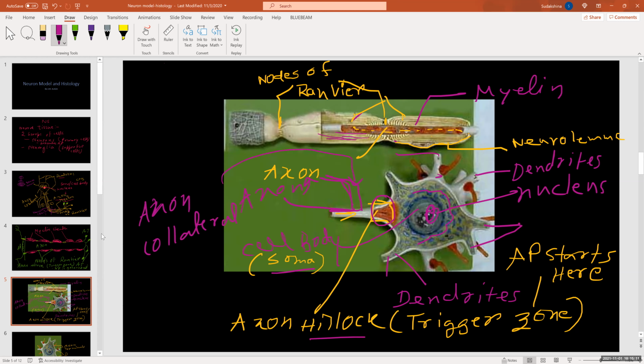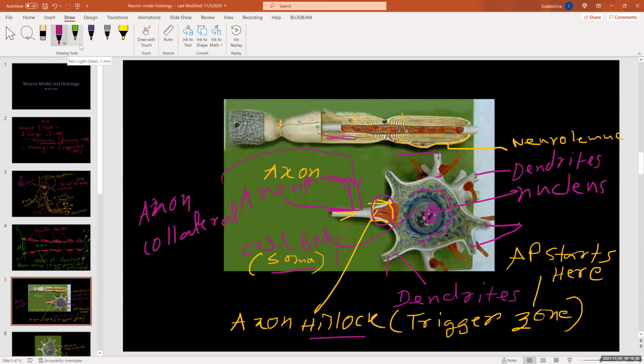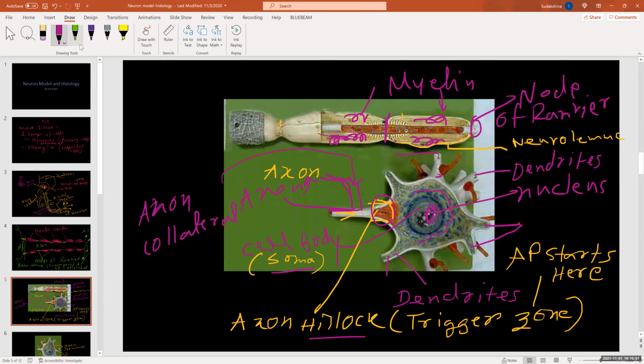So axon. And then let's look at here. You can see the myelin and the node of Ranvier. As we know, myelin is this lipid coat. This myelin. And here, where the myelin is absent, this is what a node of Ranvier would look like.